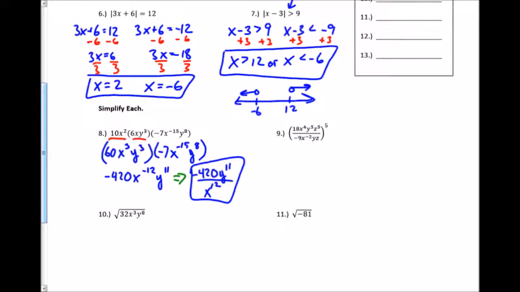All right? And number 9, I'm going to start inside the parentheses here. So inside the parentheses, 18 divided by a negative 9 is a negative 2. When I divide and subtract the exponents, 4 minus a negative 2 is a positive 6.